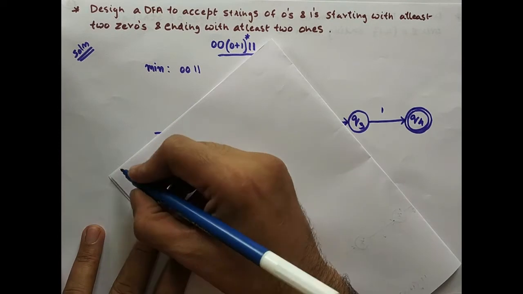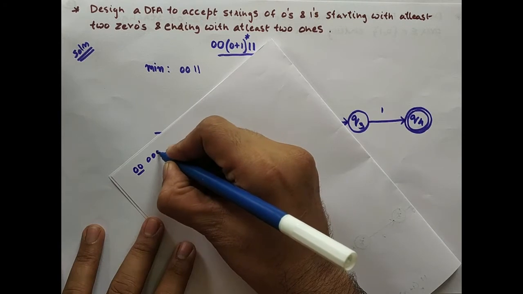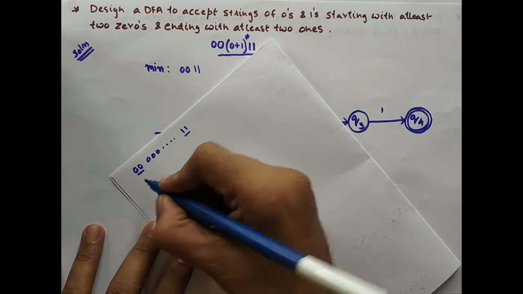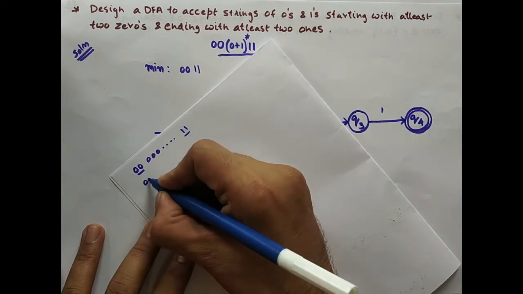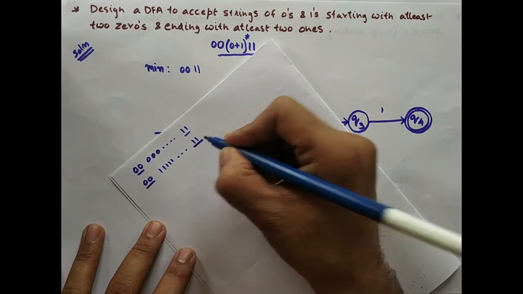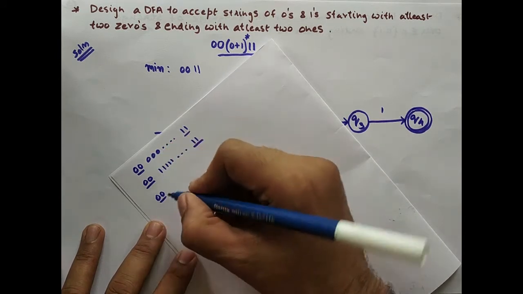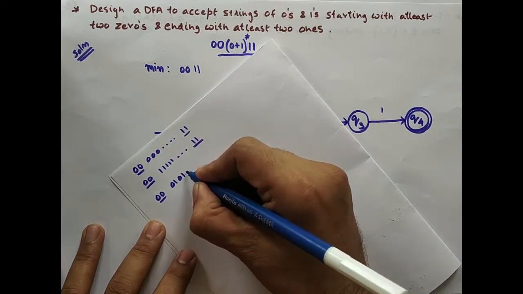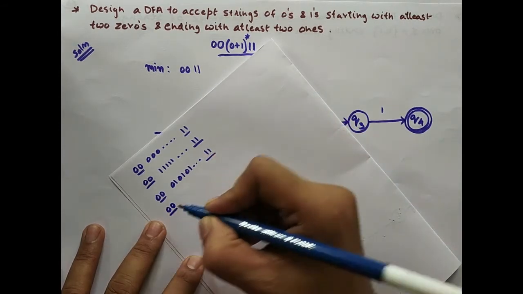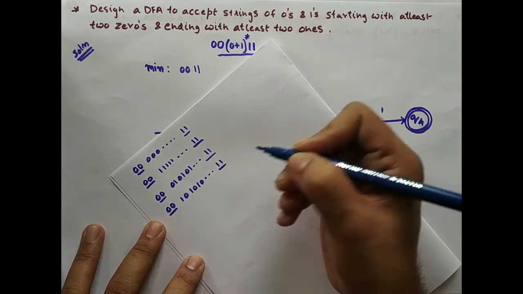So the string should start with two zeros. Then you can have n number of zeros in between, but it should end with 1, 1. Then this string should be possible. Then again it should start with two zeros, then it should continue with n number of ones followed by 1, 1. Then two zeros. Now 0, 1, 0, 1, 0, 1 and so on, ending with 1, 1. Again two zeros. Now next is 1, 0, 1, 0, 1, 0 and so on, ending with 1, 1.